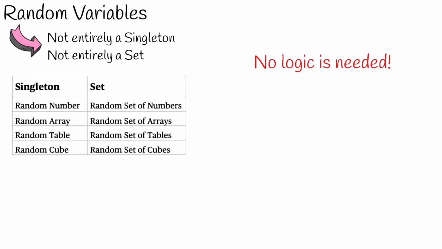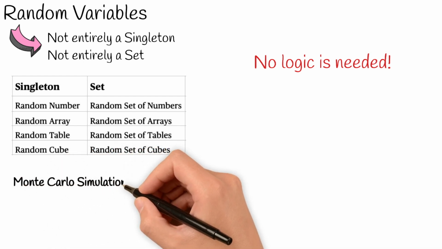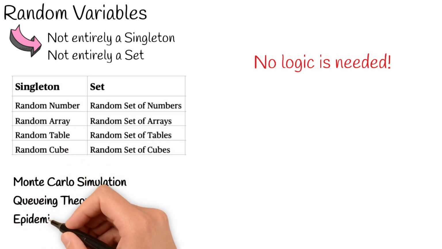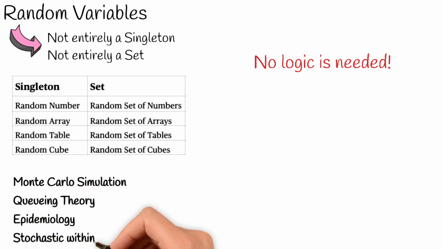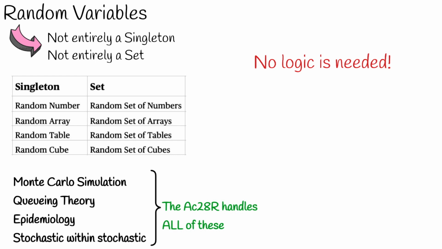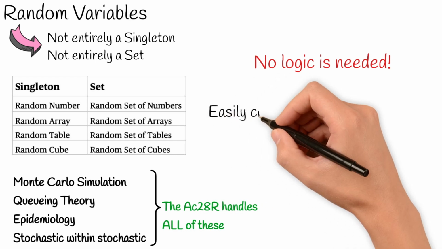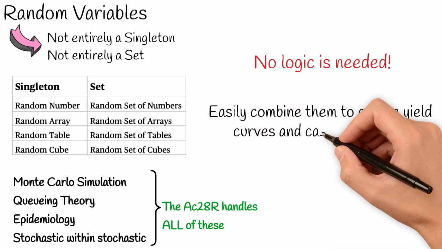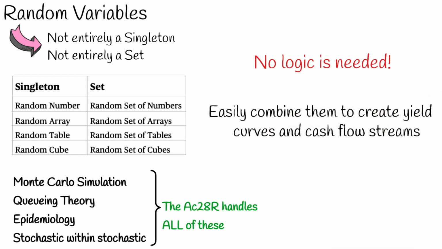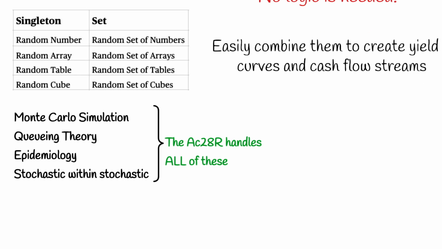Random variables can be used in a variety of models, including Monte Carlo simulation, longitudinal models, such as for queuing theory and epidemiology, and stochastic within stochastic, for example when modelling financial derivatives. The actuator handles all of these. Also worth noting is that many other sophisticated concepts, such as yield curves and projected cash flow streams, can be built from these kinds of random structures. The possibilities here are truly vast.